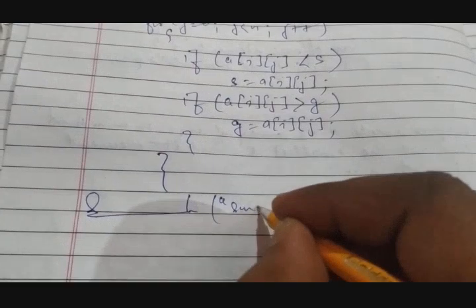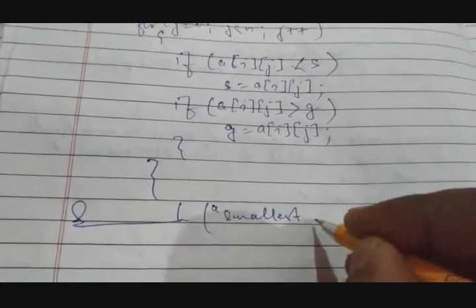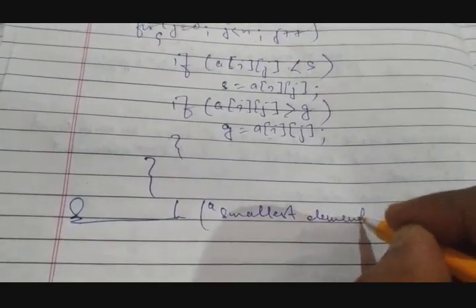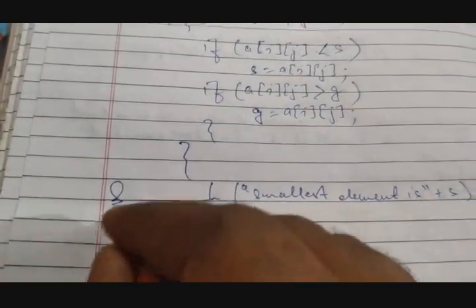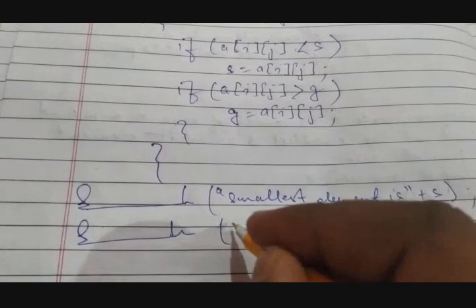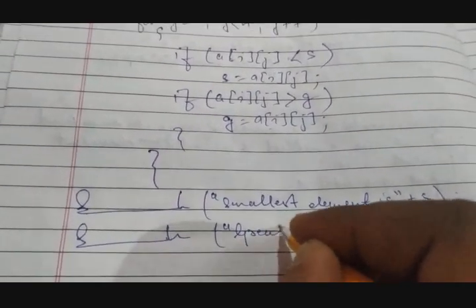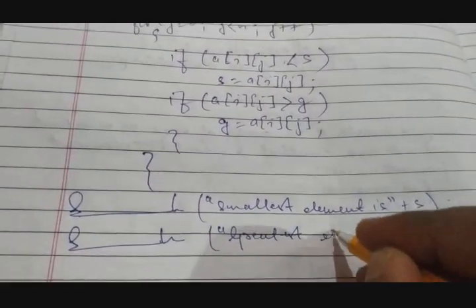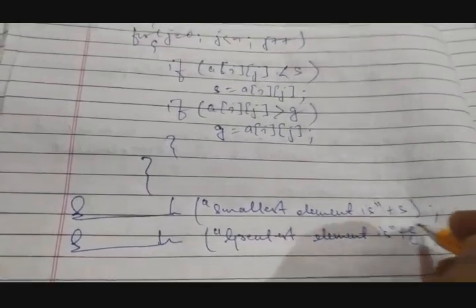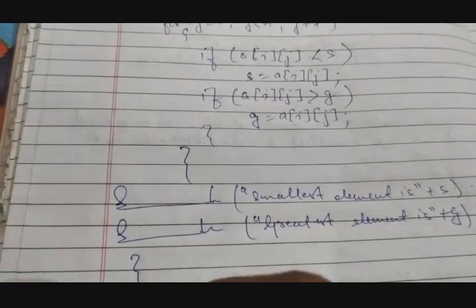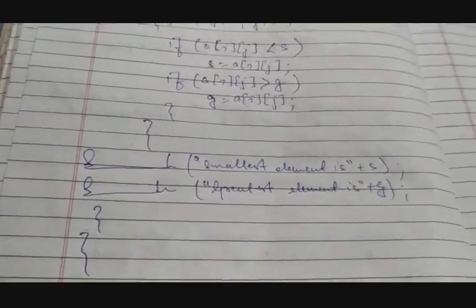So smallest element is plus s, System.out.println greatest element is plus g, main close, class close. You got the greatest.